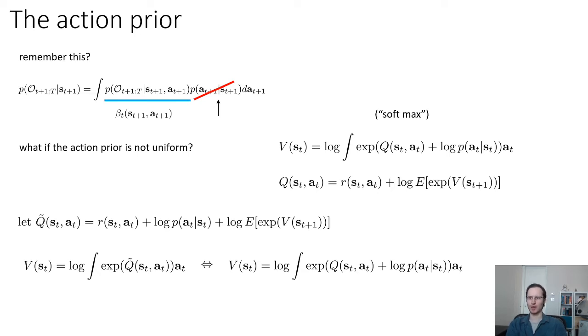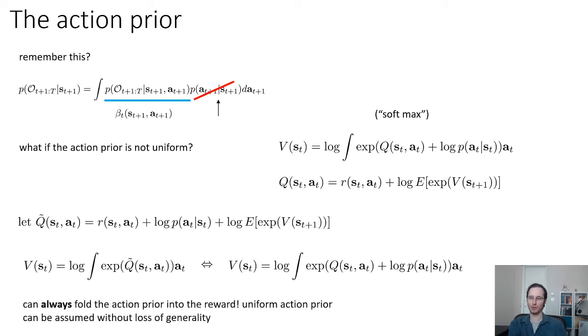And this is basically why we don't worry about the action prior, because we can always construct a different reward function that accounts for the action prior, and then treat it from there on out as though it was uniform. So that's why we basically don't worry about that term. We can always fold the action prior into the reward, and a uniform action prior can therefore be assumed without any loss of generality.